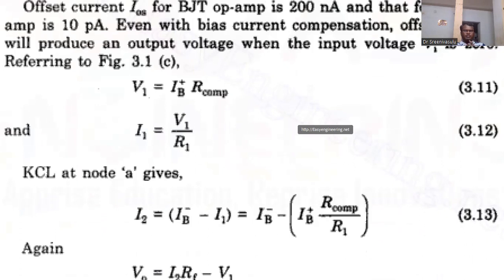Now at node A, I2 is equal to IB minus minus I1. So what is IB minus? The current drawn by the inverting terminal. So what is the I1 here?